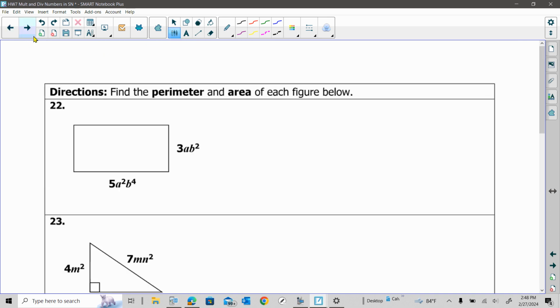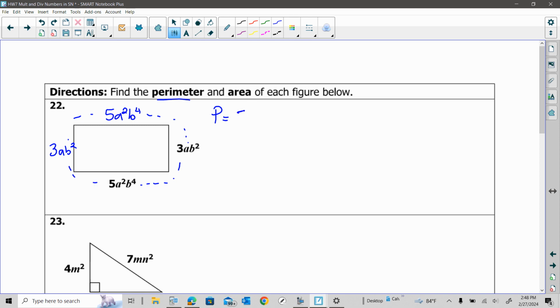On the back here, we're doing perimeter and area for this first set of problems. Perimeter means we're just adding up all the sides. So we're adding up here, then we're adding up this side, then we come over here. This would be the same 5a squared b to the 4th. And then when I come over here, these two are 3ab squared. We're just adding up their sides.